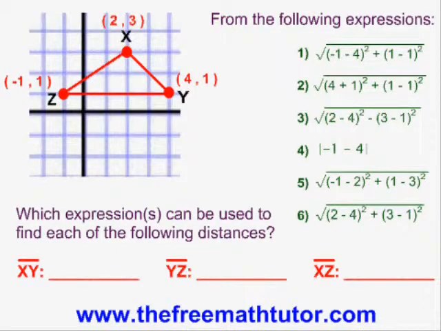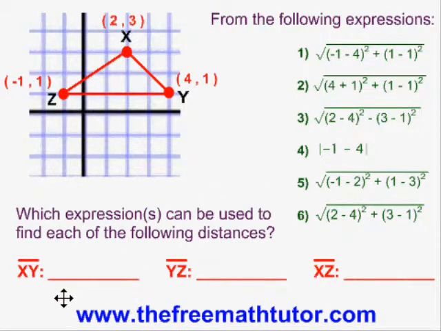This question tests our understanding of the distance formula. We are being asked, from the 6 expressions given here on the right, to identify which expression or expressions can be used to find each of the following distances. The (s) in brackets in "expression(s)" is telling us that some of these may have more than one right answer. The only way to be sure of completely answering the question, then, is to examine all 6 of the expressions and ensure which of them can be used to find one of the distances.